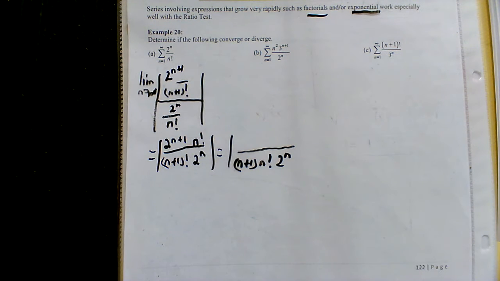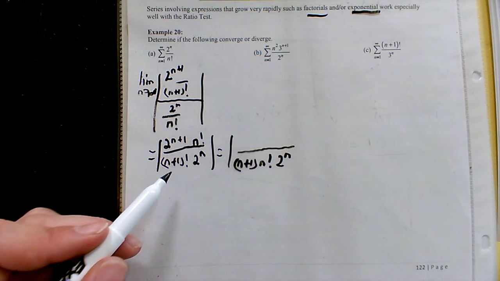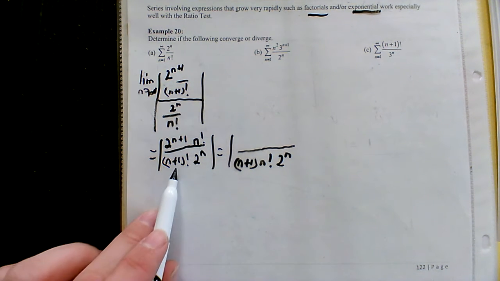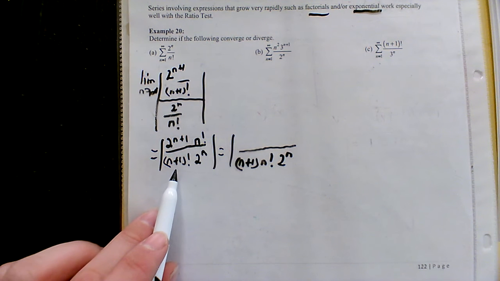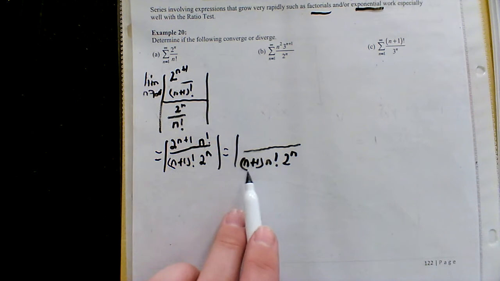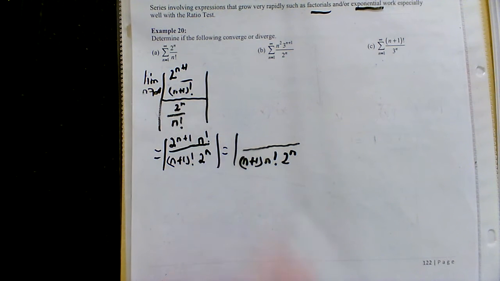So we can do that on the bottom, the (n+1) factorial. When you do a factorial, like 5 factorial, it's 5 times 4 times 3 times 2 times 1. Well, if you subtract 1 from this term to get the next term, what's n plus 1 minus 1? You just get n. So (n+1) times n factorial. Okay, so we kind of split that up.